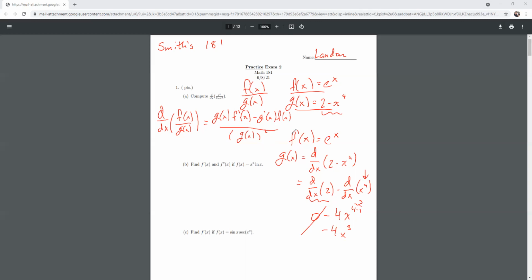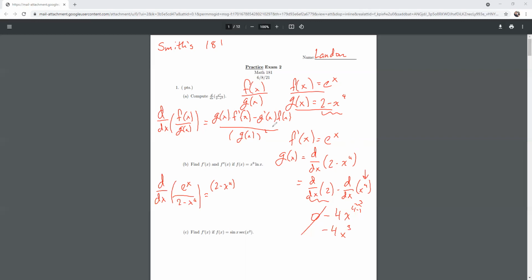Okay, so now we're going to plug it into everything. The derivative of e to the x over 2 minus x to the fourth is going to be g of x. G of x is just 2 minus x to the fourth. Do be sure to put parentheses here. Otherwise, things will start getting a bit messed up because we're going to multiply with this other term.